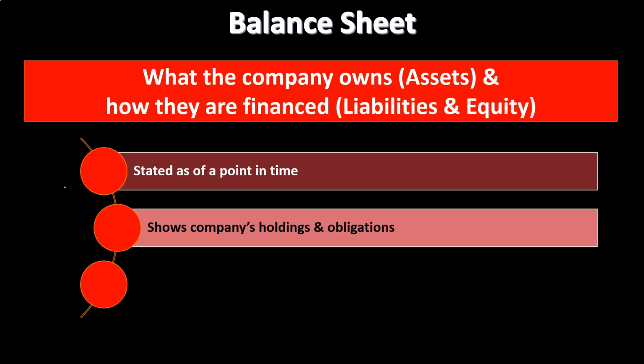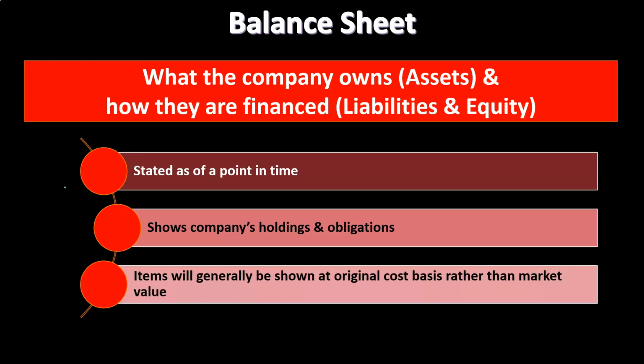So it shows the company's holdings and obligations, what the company has, and who they owe those items to. And items will generally be shown at original cost basis rather than market value. So notice that's going to be a convention of the accounting that we will be using.